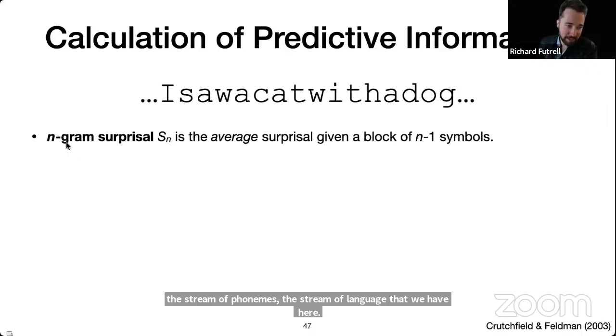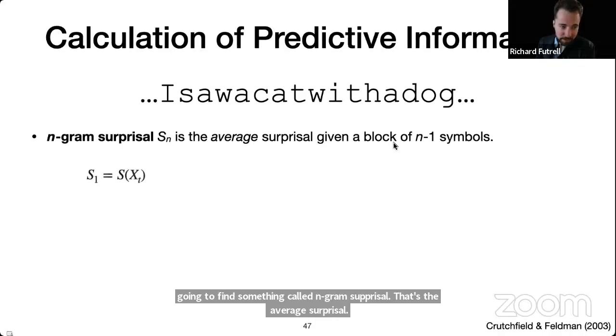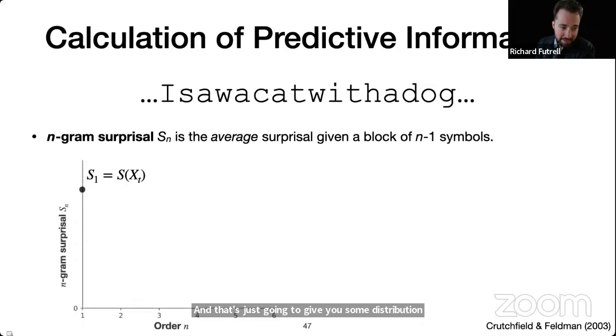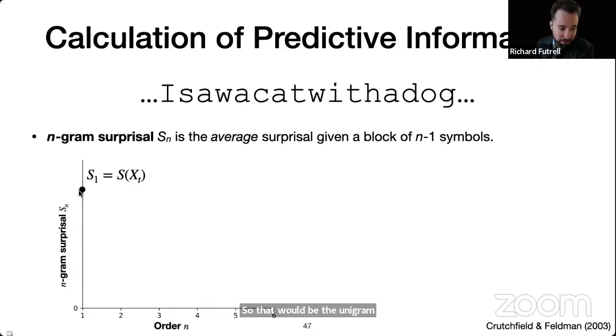We're going to find something called n-gram surprisal. That's the average surprisal given a block of n-1 symbols. So S1 is the unigram surprisal for the signal. You imagine sliding a window of size 1 over the signal here, over the utterance here. And that's just going to give you some distribution on the individual phonemes. And you can plot that in a space like this. So that would be the unigram surprisal for this bit of the language.